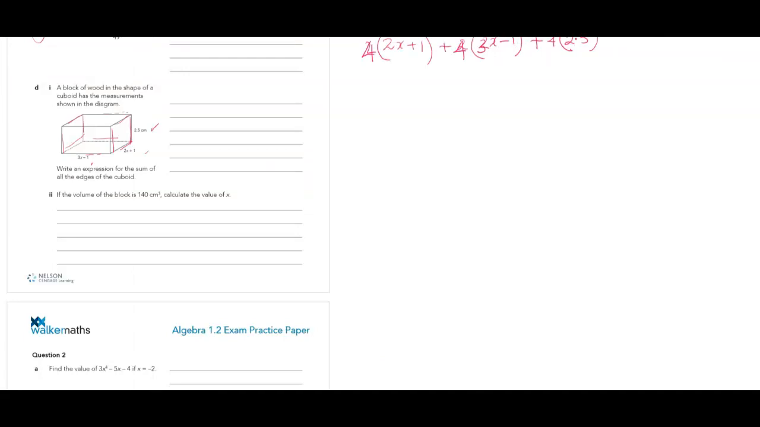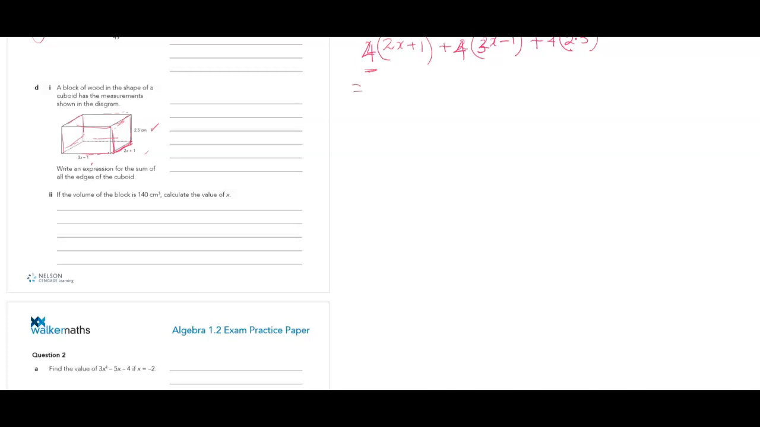I thought it was going to be so many x's and numbers. Okay, so there are 4 lots of 2x plus 1: 2x plus 1, 2x plus 1. So 4 lots of those, plus 4 lots of 3x minus 1. So those are 3x minus 1s, and there are 4 of those. And then I'm adding 4 lots of those vertical ones, which are 2.5.